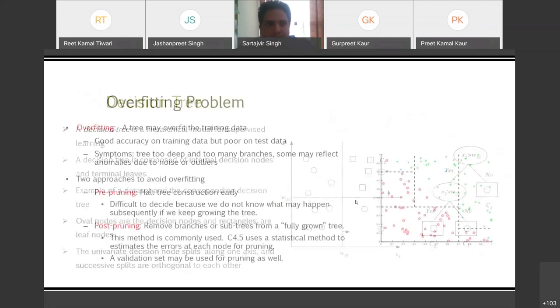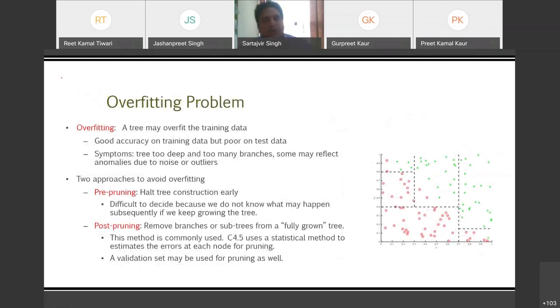There is one problem associated with the decision tree: overfitting. There may be good accuracy on the training data but poor accuracy on the test data. The symptoms may be that the tree is too deep with too many branches. There are two approaches to solve the overfitting problem: pre-pruning and post-pruning.